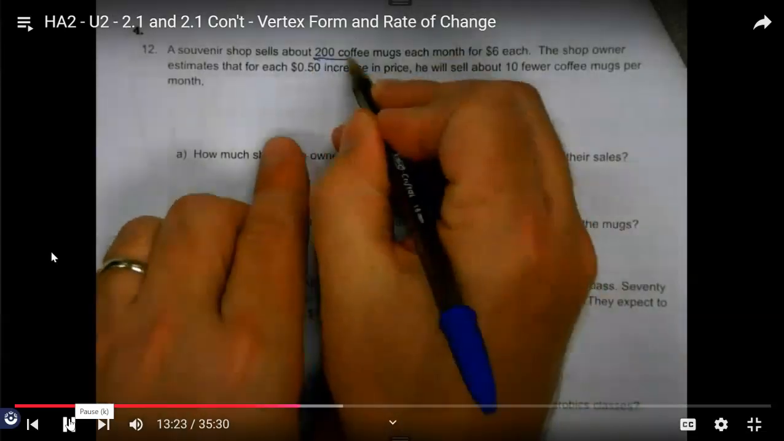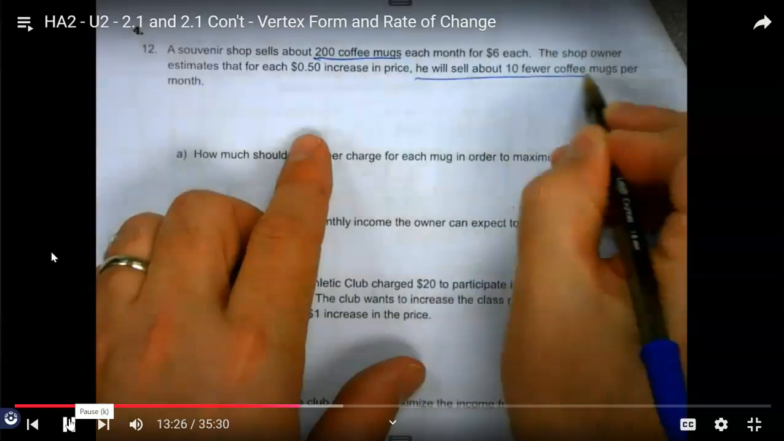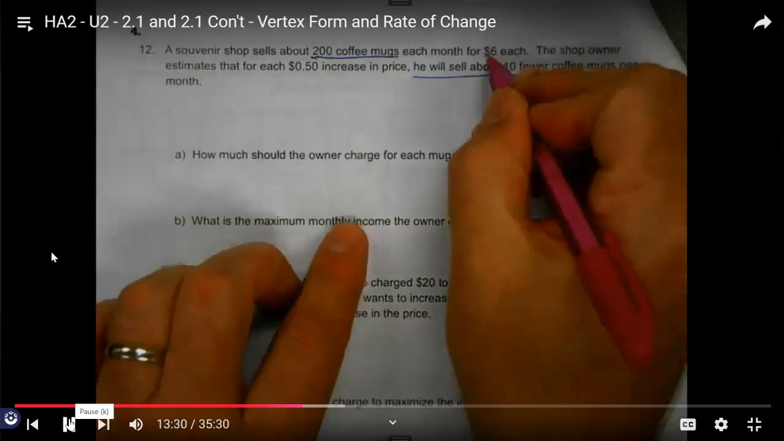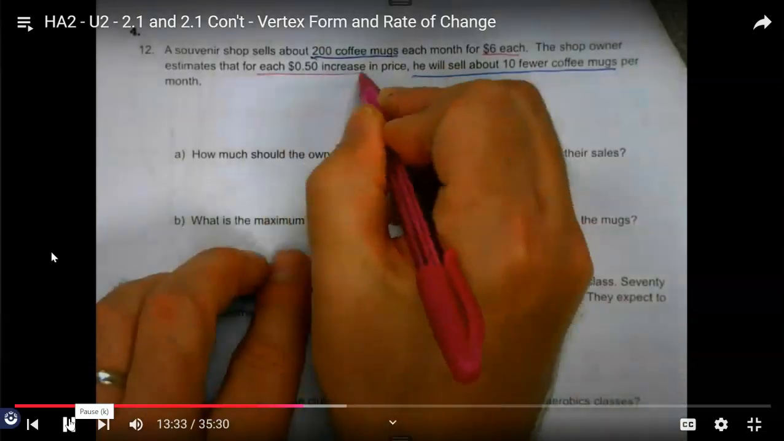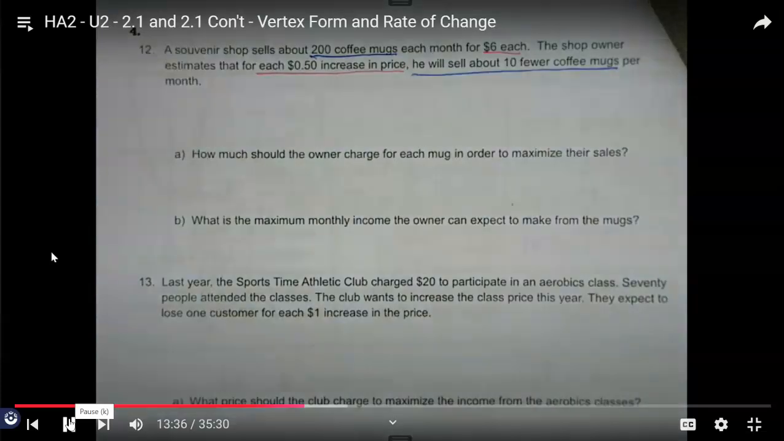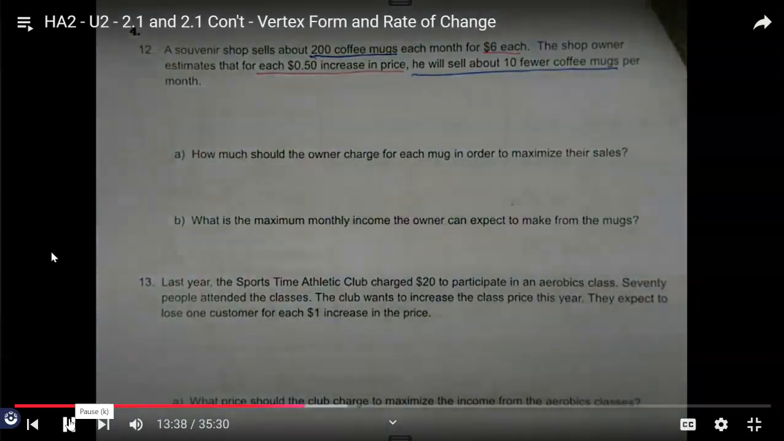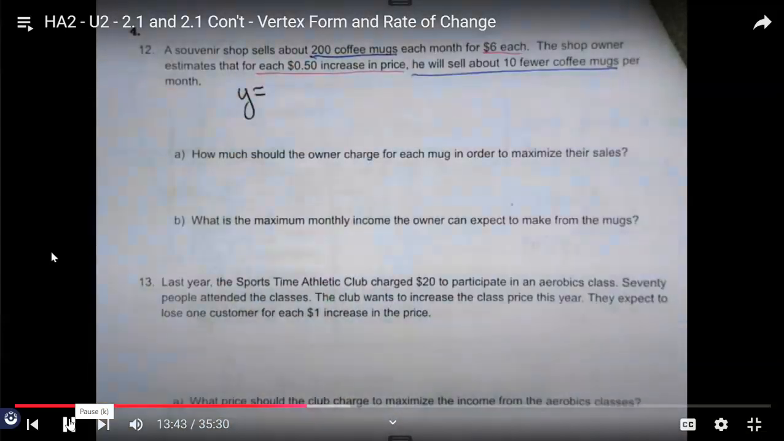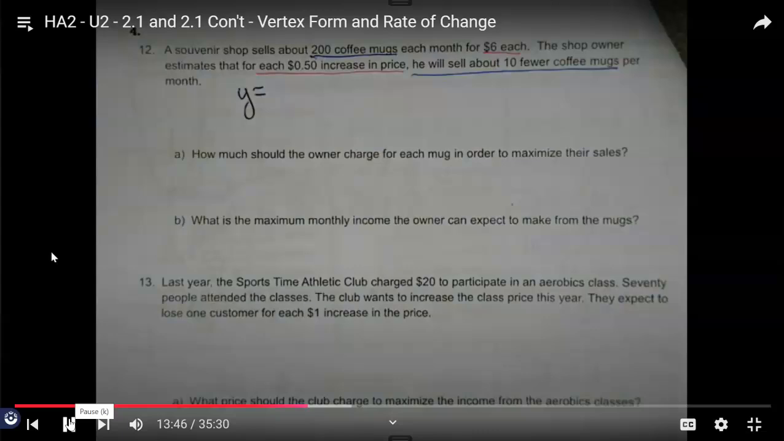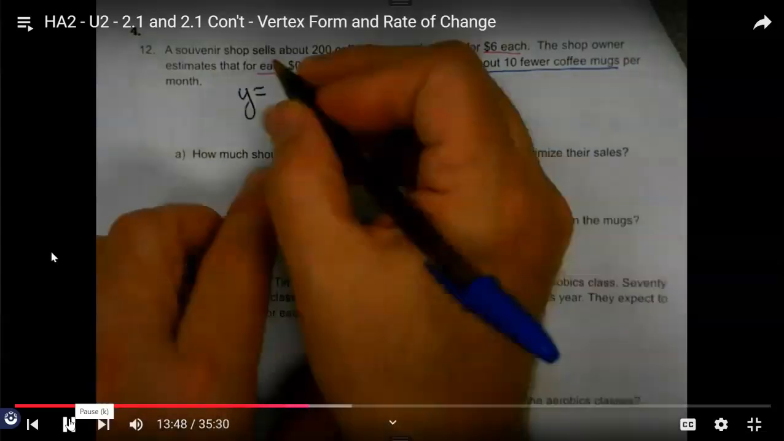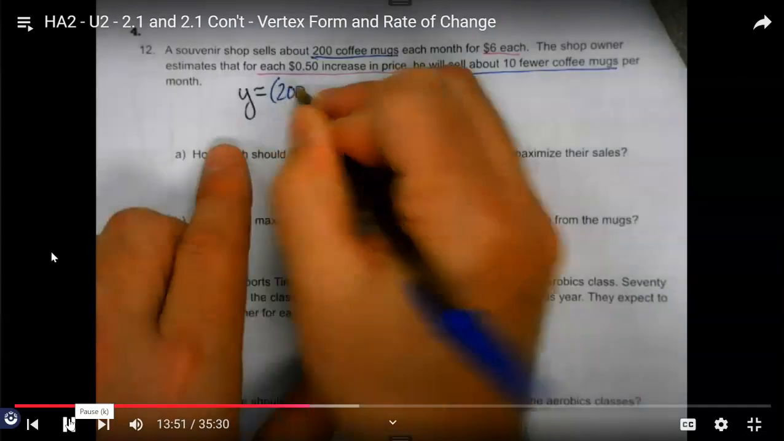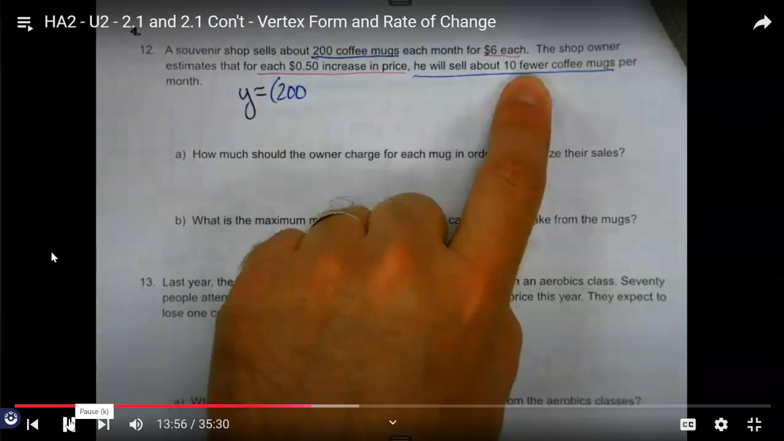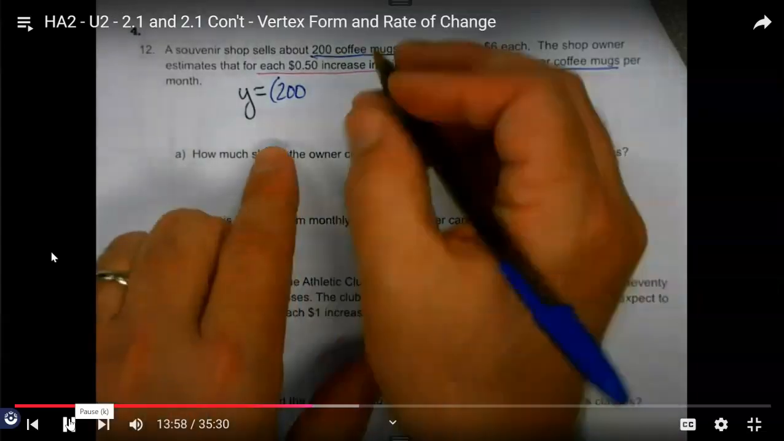Notice I have two numbers in here that talk specifically about the number of mugs. And I have two numbers in here that talk specifically about prices. We're going to make a mini little piece of our equation out of each of those. So here's how that works. Let's start with the blue here. I'm selling about 200 coffee mugs. So 200 of those. I will sell about 10 fewer per month if I increase the price.